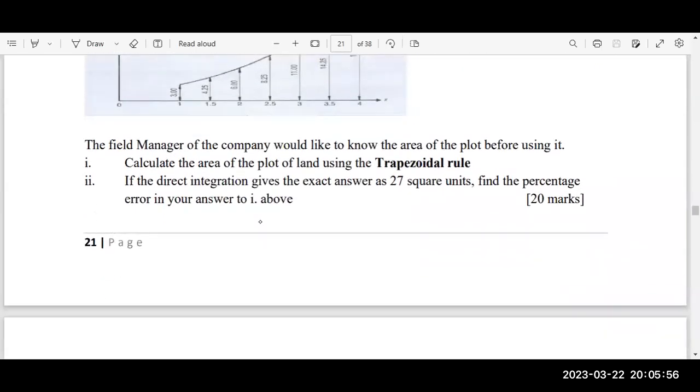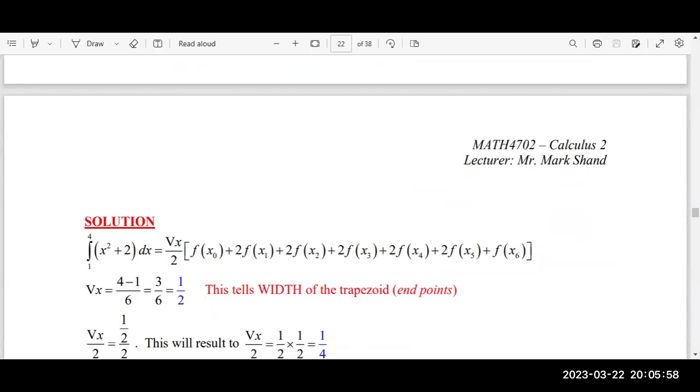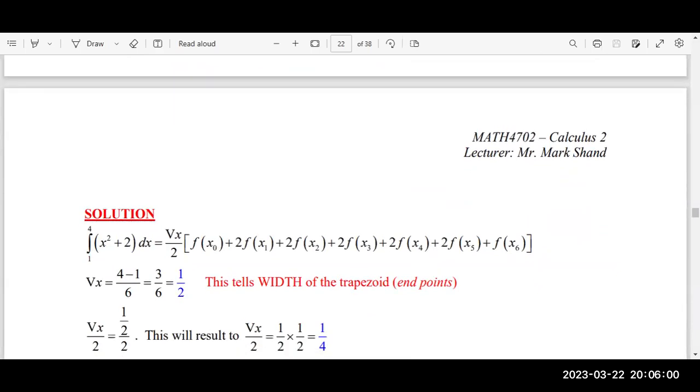N is 6. So what you do is upper limit 4 minus lower limit 1, over 6. 4 minus 1 is 3, and 3 over 6 is a half. This tells me the width of my trapezoid. My trapezoid width is going to be 1/2. Don't worry about this piece up here yet.